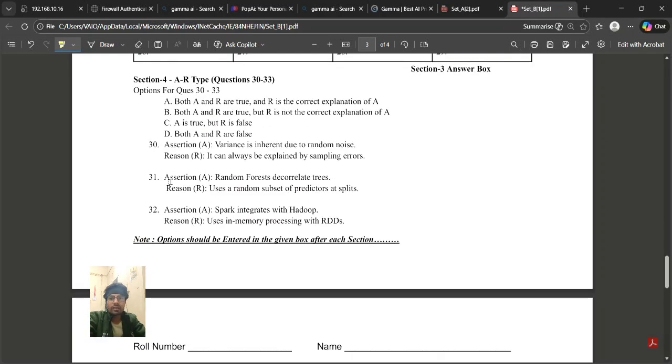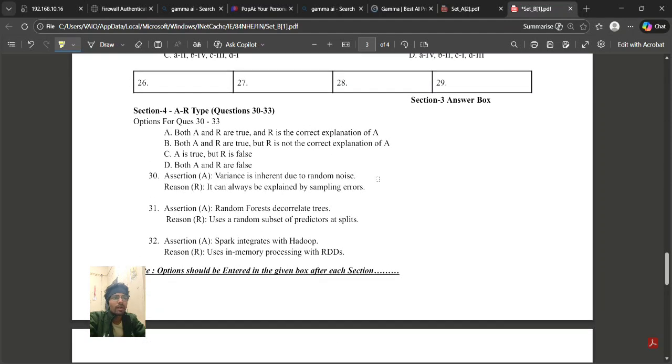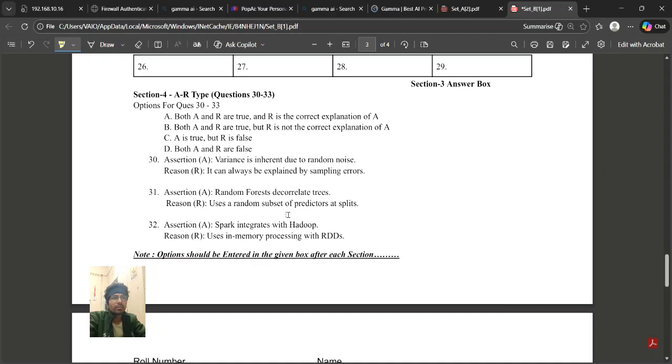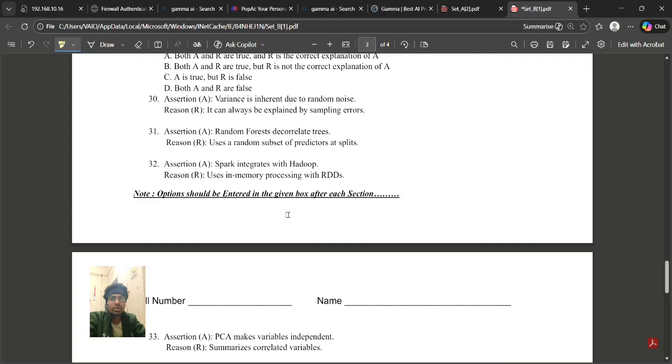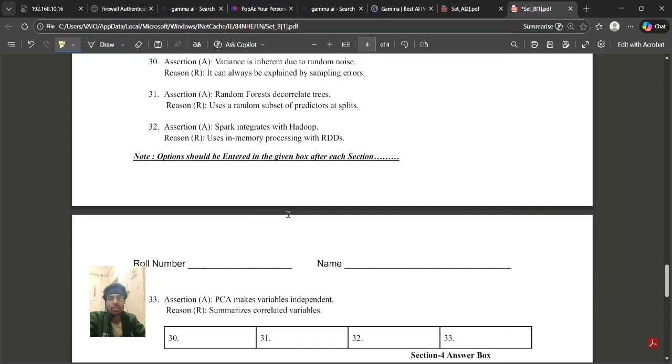Now question number 31. The assertion is random forest decorrelates the trees, and the reason is it uses a random subset of predictors at each split. Both are true, and the reason explains the assertion. So the answer is A.